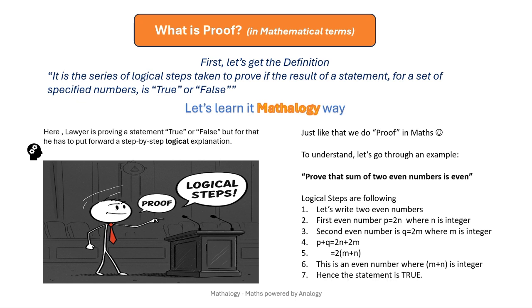So in a way, we have proved it. This is the way we put logical steps together to show how a statement can be proved. So that's what proof is all about at the surface.